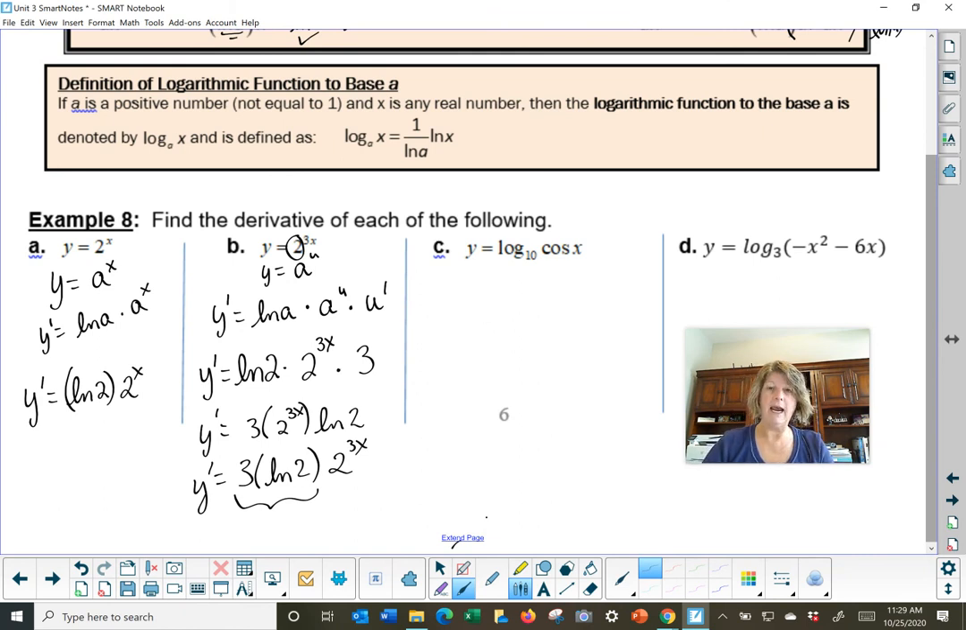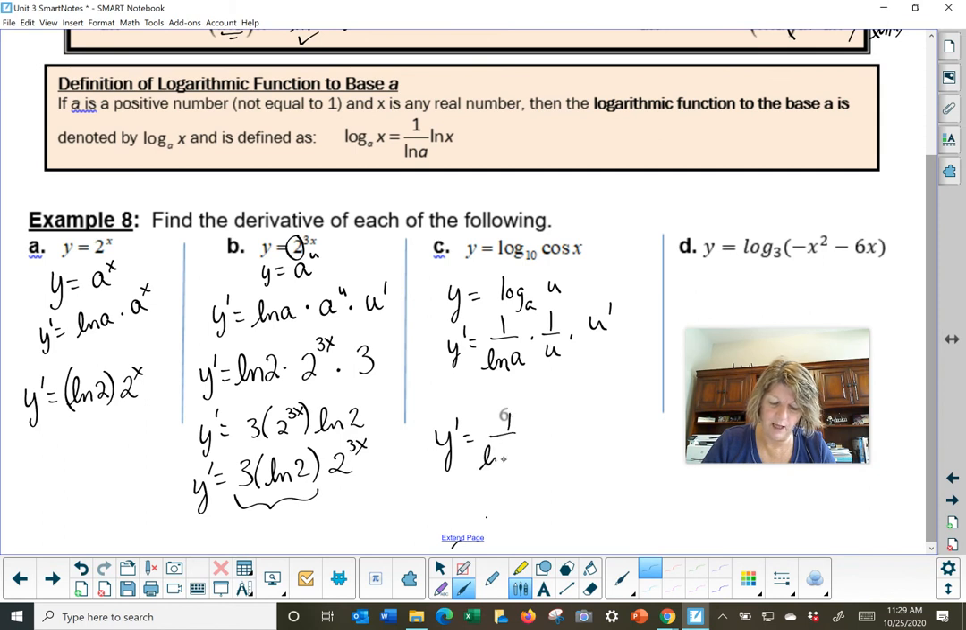All right, C, analyze it. What do you see? Well, what I see is a log with a different base of u. And the pattern for that is, I gotta think about it, 1 over a natural log of a times 1 over u times u prime. Okay? Now let's take its derivative. So we get y prime equals 1 over natural log. What's the base? Go back to your original problem. Base is 10. Times 1 over u.